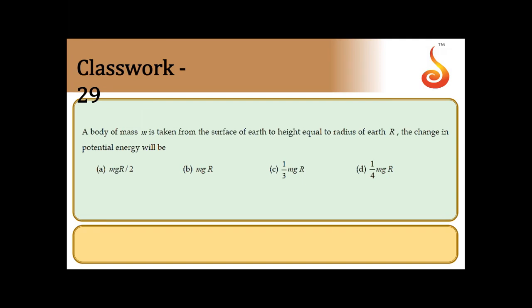Yes, we shall move on to next one. A body of mass m is taken from surface of earth to height h, height equal to radius of the earth. The change in its potential energy will be. So you need to find change in the potential energy.